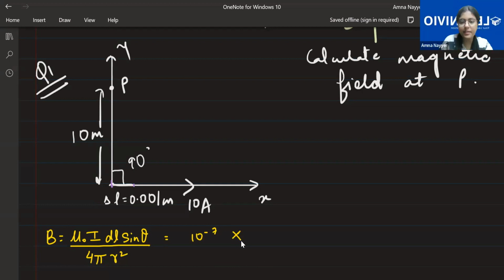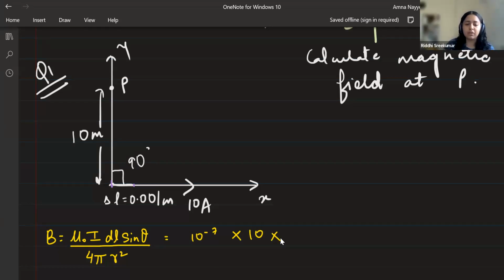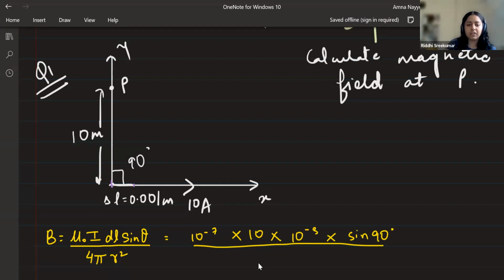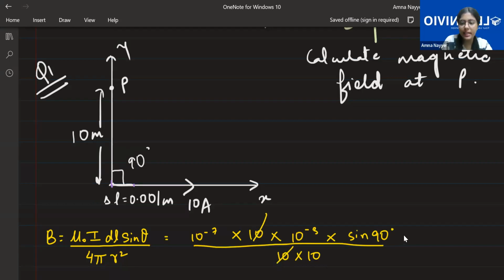What's the current given in the question? 10 ampere. And dL? 0.001. So I think it's better if I write it as 10 to the power minus 3, so that all the powers will be solved. And what is sine 90 degrees, Riddhi? 1. So 4 pi has already been considered. And what is r square here? 10 square, so that becomes 10 into 10. So 10 into 10 gets cancelled.